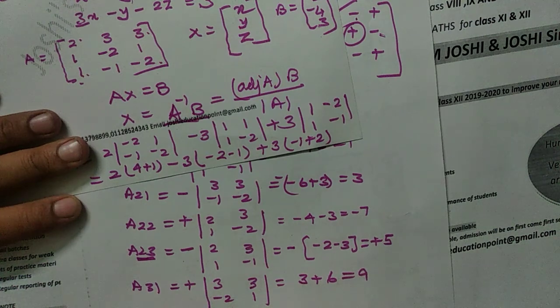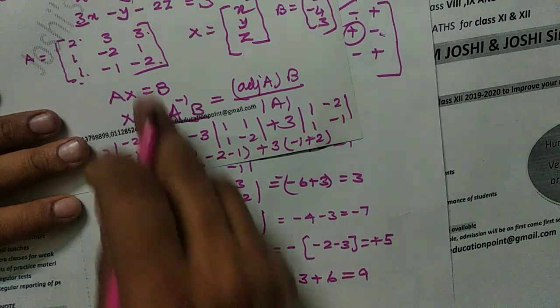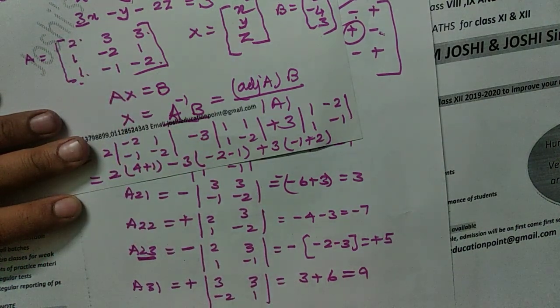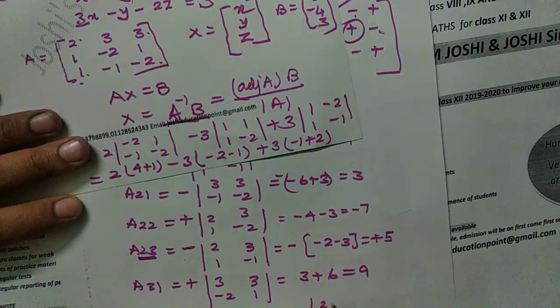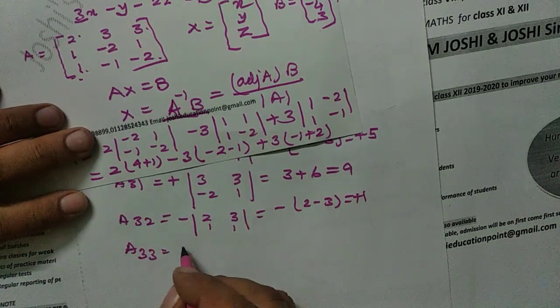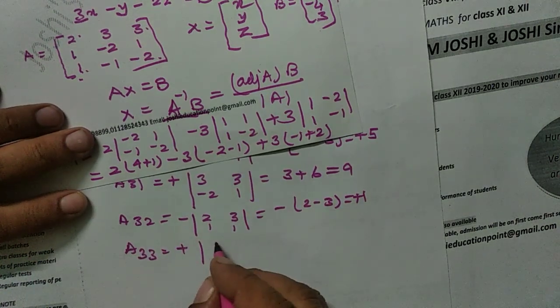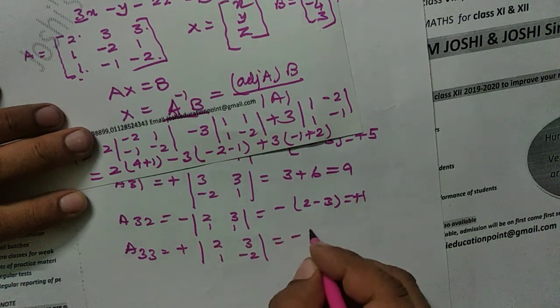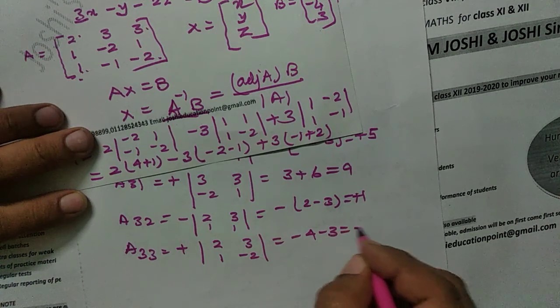Then we will calculate A32. A32 will be negative of what? This is A32, negative of 2, 1, 3, 1. So it is negative of 2 minus 3. So that is also equal to plus 1. And at last it will be A33. A33 will be positive. Positive of what? It is 2, 1, 3 and minus 2. So it will be minus 4 minus 3, that is equal to minus 7.